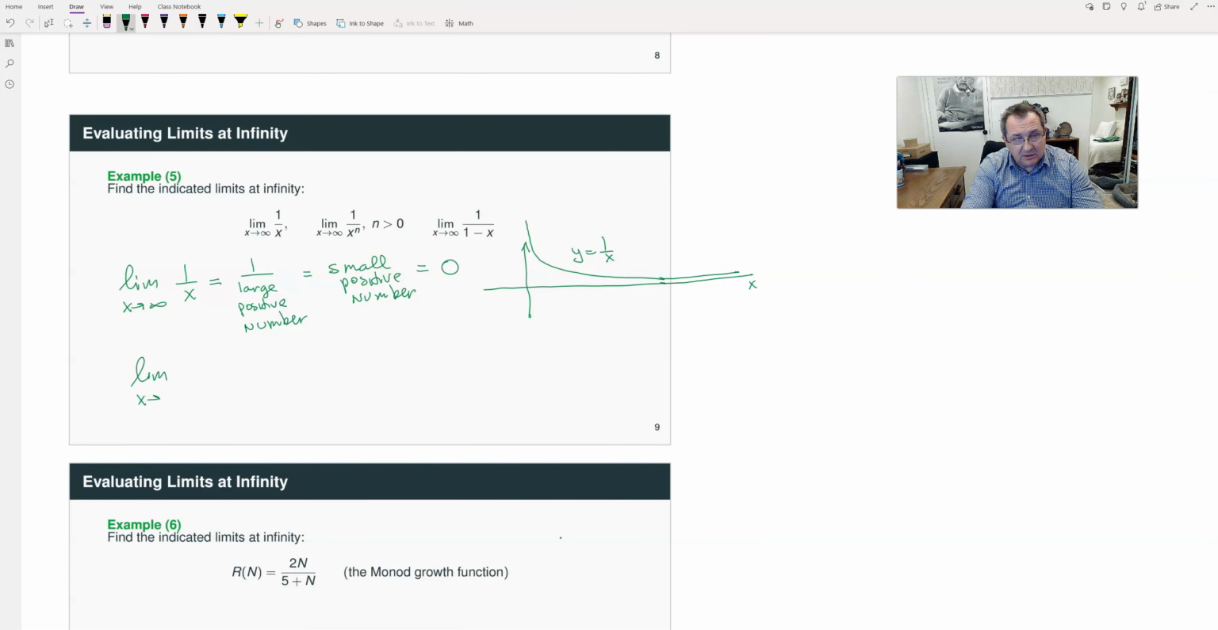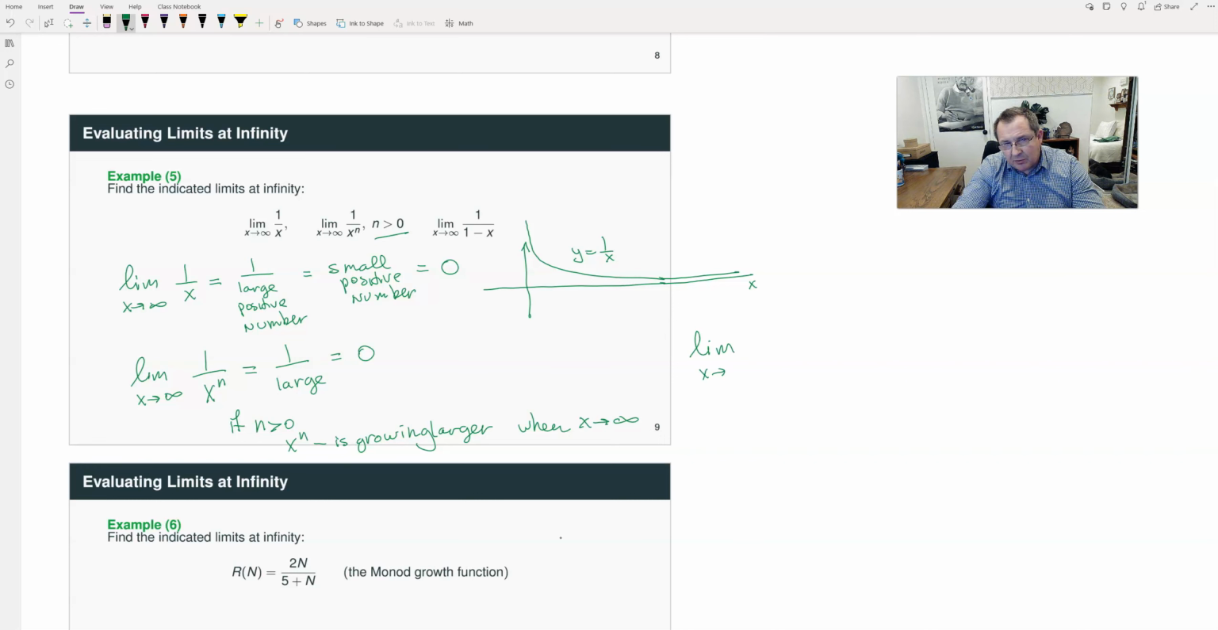Limit as x is approaching infinity of 1 over x raised to n. And n is positive in this case, which is important. If n is positive, x raised to n is growing larger when x approaches infinity. So again, we have the situation of 1 over a large number, and we conclude that the limit is 0, because as x to the n gets larger, the result gets smaller, and in the limit, the result is 0. Our next example is slightly different.